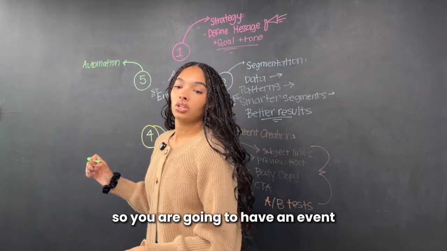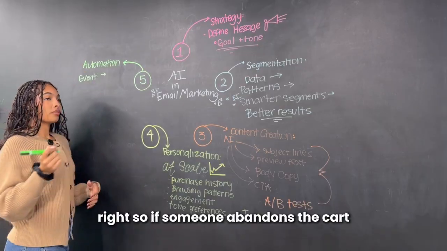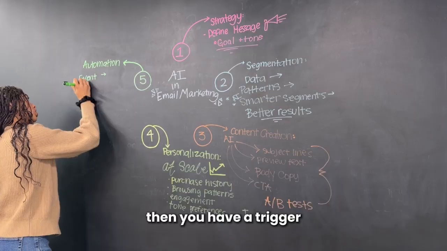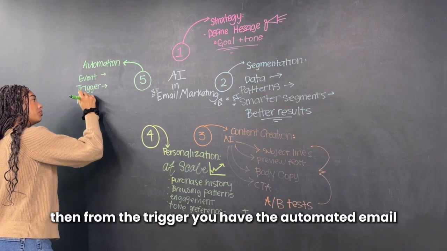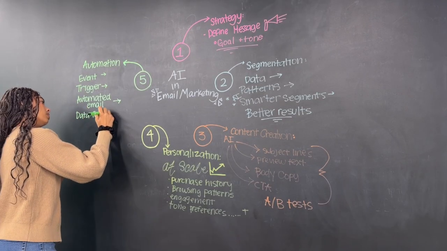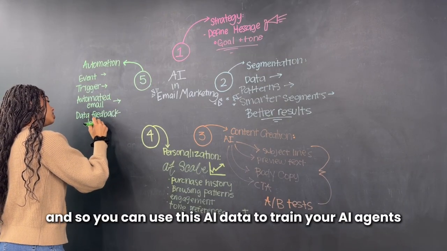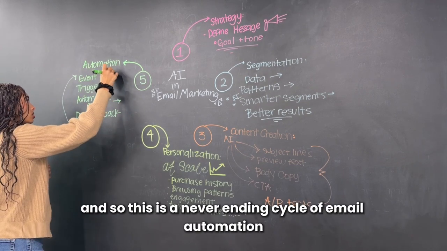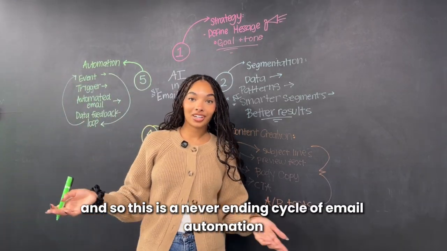So you are going to have an event, right? So if someone abandons the cart, this would be the event. Then you have a trigger. Then from the trigger, you have the automated email. And then lastly, you have a data feedback loop. Because AI really learns from data. And so you can use this AI data to train your AI agents. And so this is a never-ending cycle of email automation.